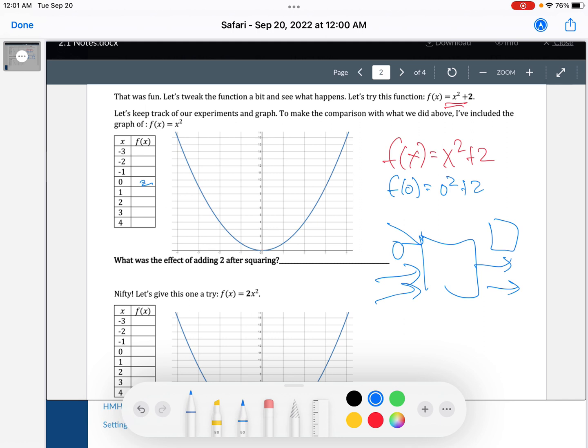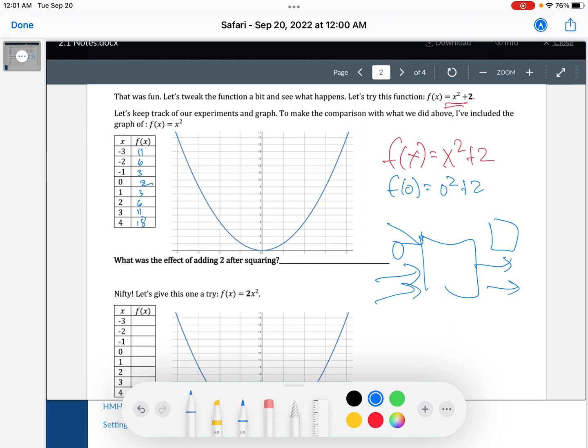I'm going to pause the video right now, or I'll ask the substitute to kindly pause the video, and I want you to fill out all the values of this table. Okay, welcome back. So if you did this right, that's going to be 11, that's going to be 6, that's going to be 3, this is going to be 3, 6, 11, 18.